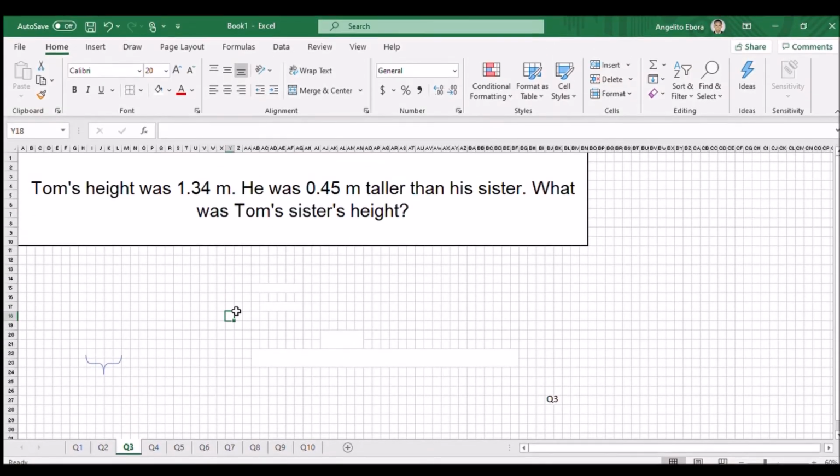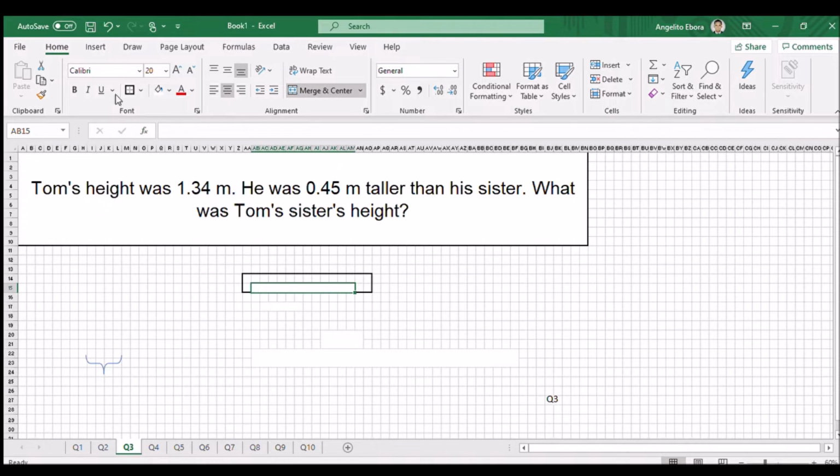Okay, let's continue to question number 3. Tom's height was 1.34 meters. He was 0.45 meter taller than his sister. What was Tom's sister's height? So we know the height of Tom, and he was taller than his sister. We're going to draw a long line that will represent Tom's height. And it says the height was 1.34 meters.